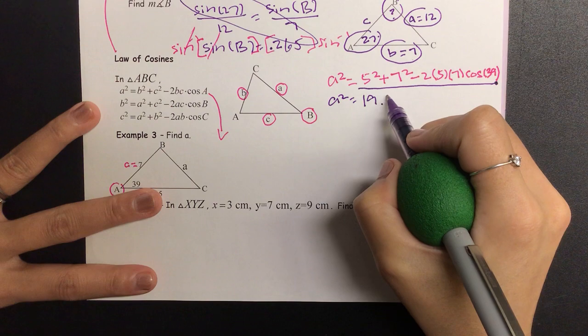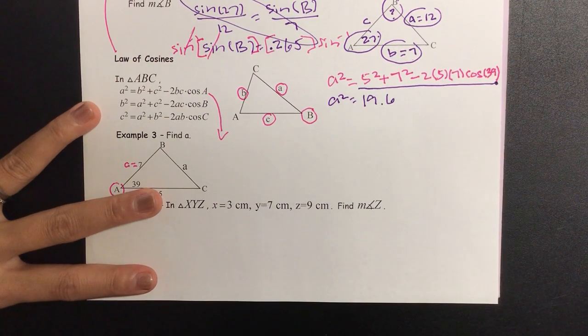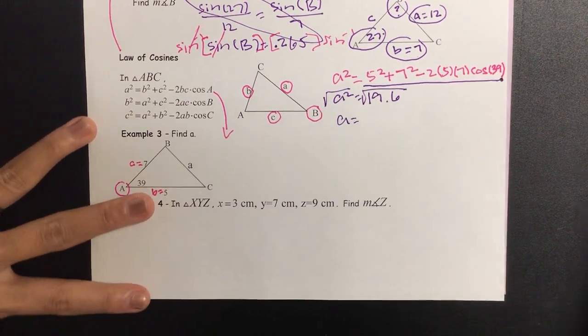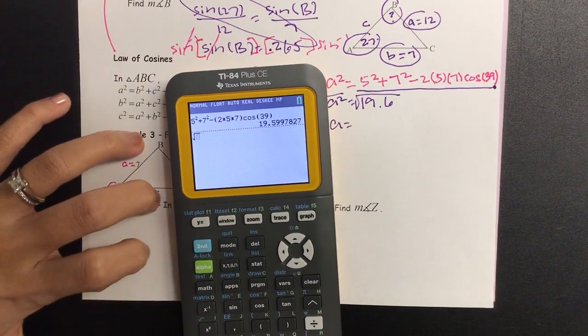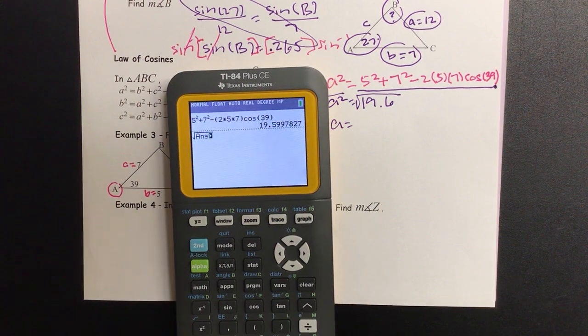6.6. Does that mean I'm going to use this rounded number? No, we're going to use an unrounded number in the calculator. And then we're going to square root. So let's do square root of the answer. Oh, that's not what I want. You can select it. You can go back up.